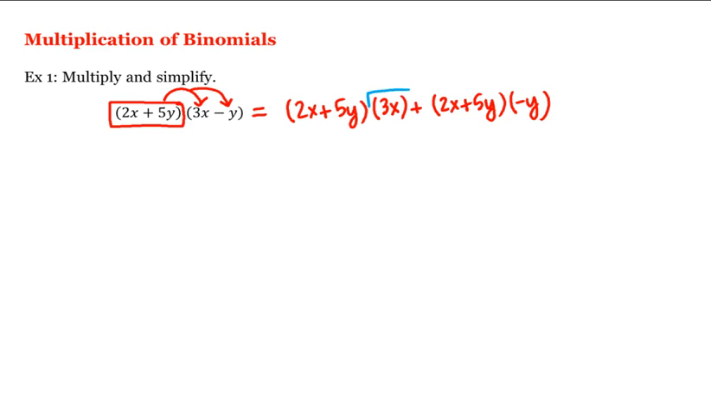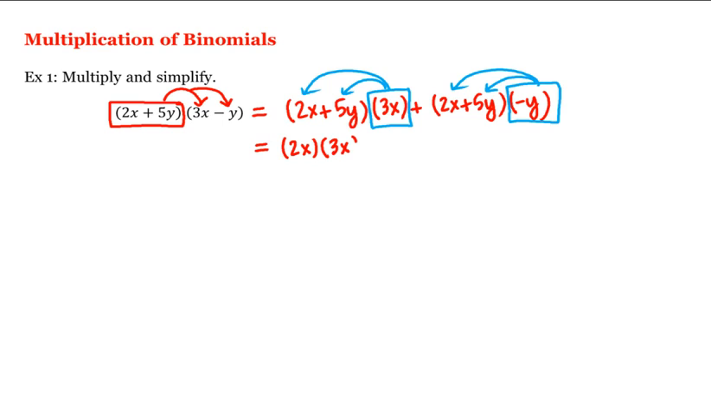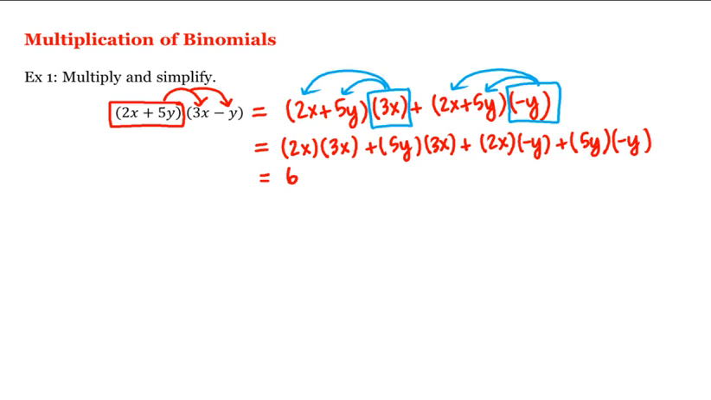And again, we can distribute this 3x to these two terms, as well as the negative y to these two terms, which gives us 2x times 3x plus 5y times 3x plus 2x times negative y and plus 5y times negative y, which is equal to 6x squared plus 15yx minus 2xy minus 5y squared.